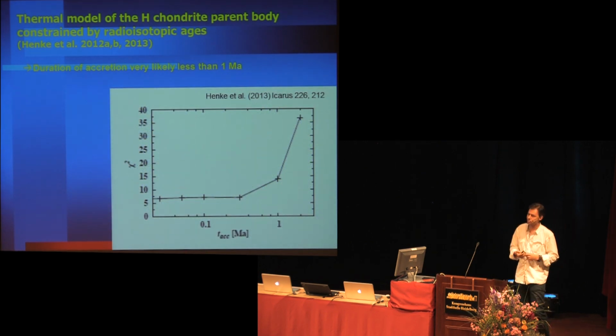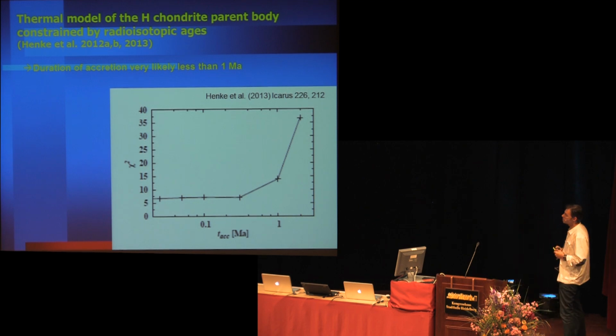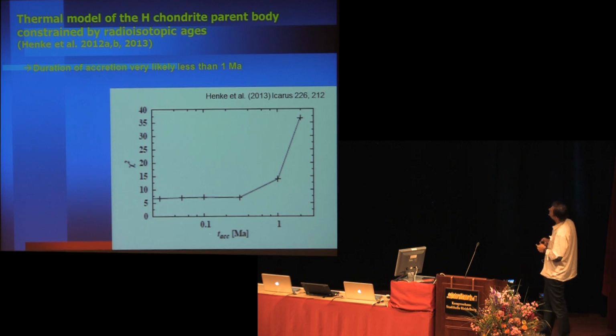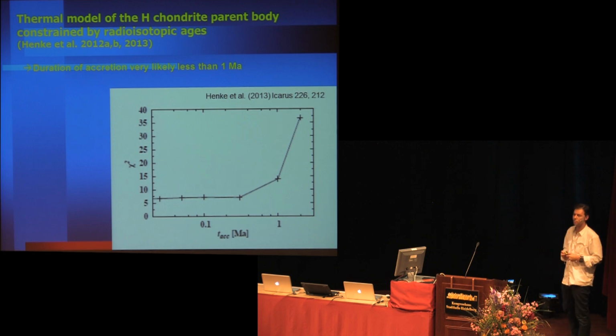Okay, another parameter which was introduced in modeling here was the duration of accretion. And here you see the duration of accretion. And these are the chi-squares of the best model, which was achieved for each preset accretion time. And you see that once you have accretion times which are higher than 1 million years, the chi-squares are higher and higher, so it's highly likely that the accretion of this individual parent body did not last more than 1 million years.